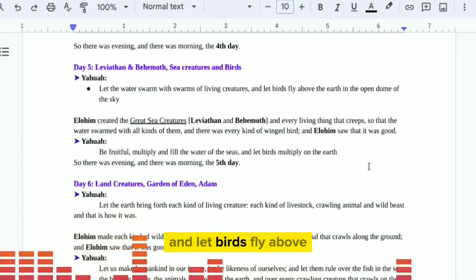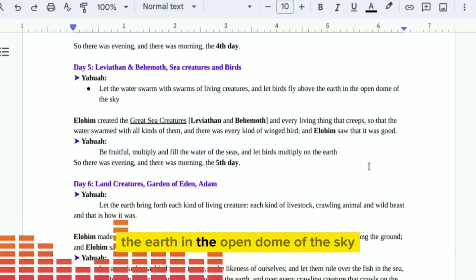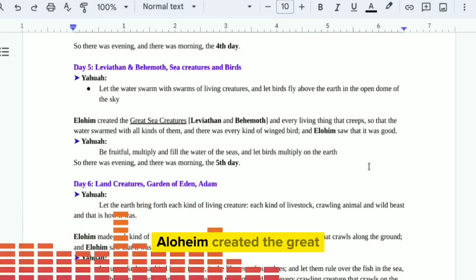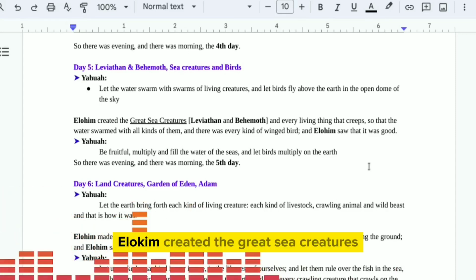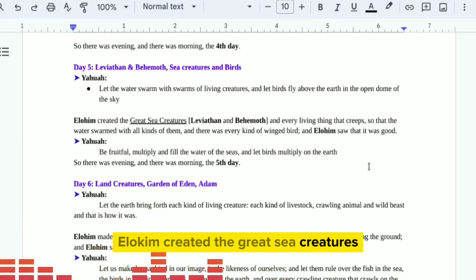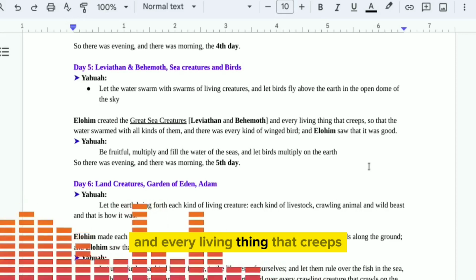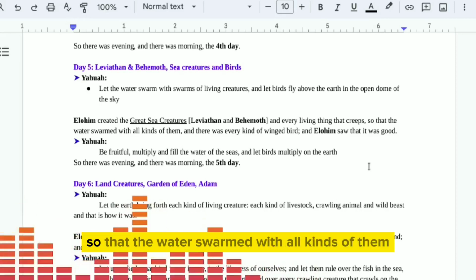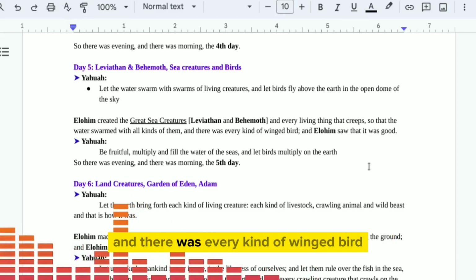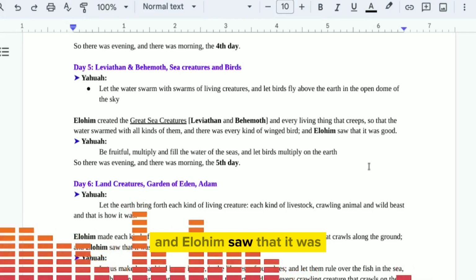And let birds fly above the earth in the open dome of the sky. Elohim created the great sea creatures, Leviathan and Behemoth, and every living thing that creeps, so that the water swarmed with all kinds of them. And there was every kind of winged bird, and Elohim saw that it was good.